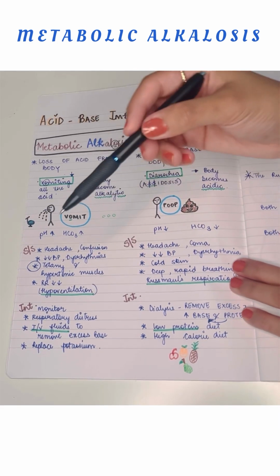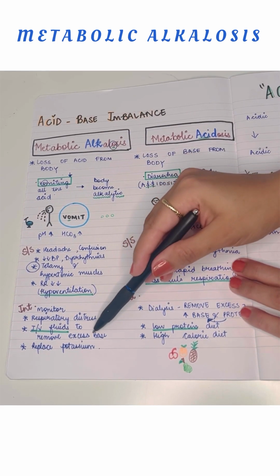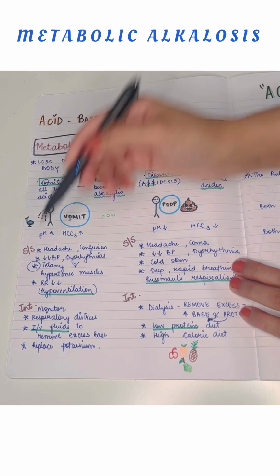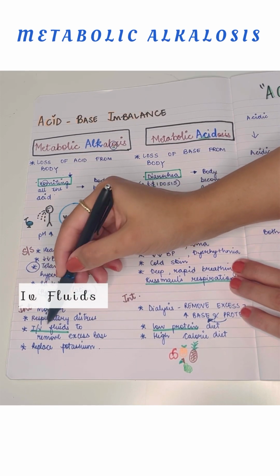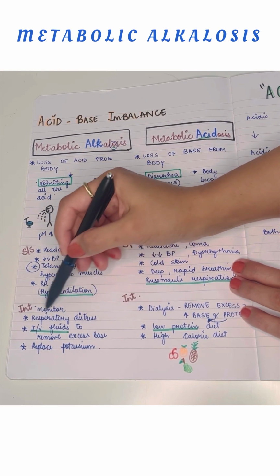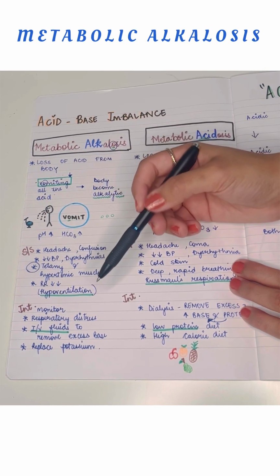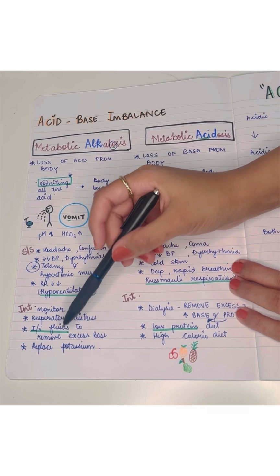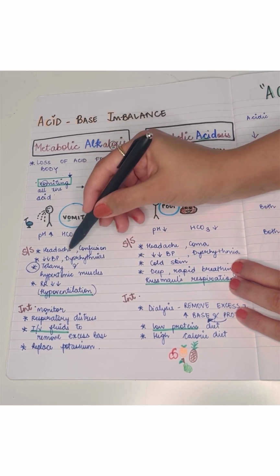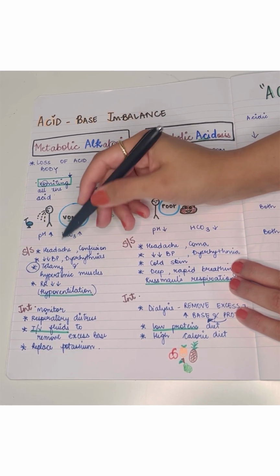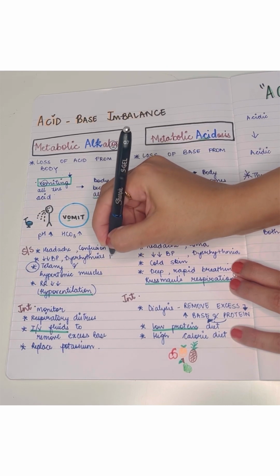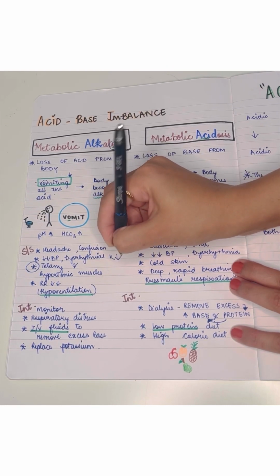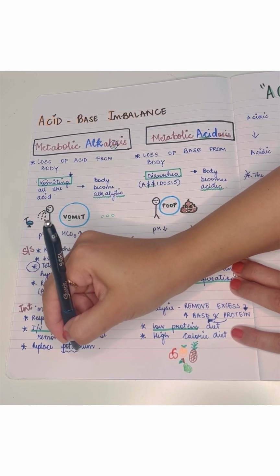For the removal of excess base in alkalosis, you will give IV fluids to increase the acid and replace the acid in the body. This is obvious. If the patient is vomiting, IV fluids are the solution. And then if there is a lot of dysrhythmia happening, that means the potassium in the body is low, so we have to replace the potassium.